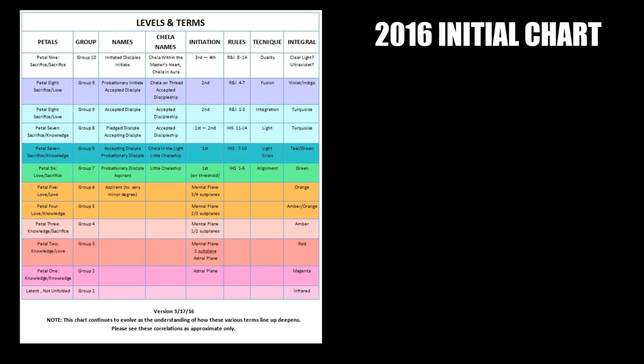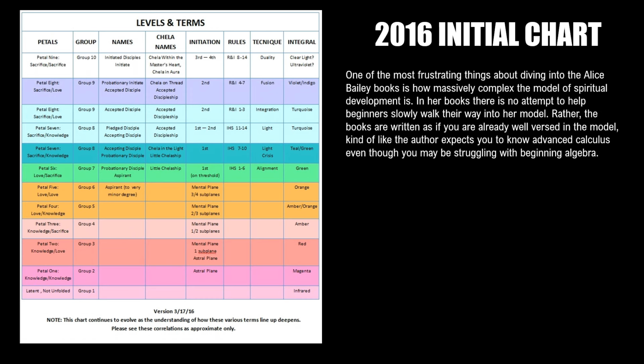2016, the initial chart. One of the most frustrating things about diving into the Alice Bailey books is how massively complex the model of spiritual development is. In her books, there is no attempt to help beginners slowly walk their way into her model. Rather, the books are written as if you are already well versed in the model, kind of like the author expects you to know advanced calculus, even though you may be struggling with beginning algebra.